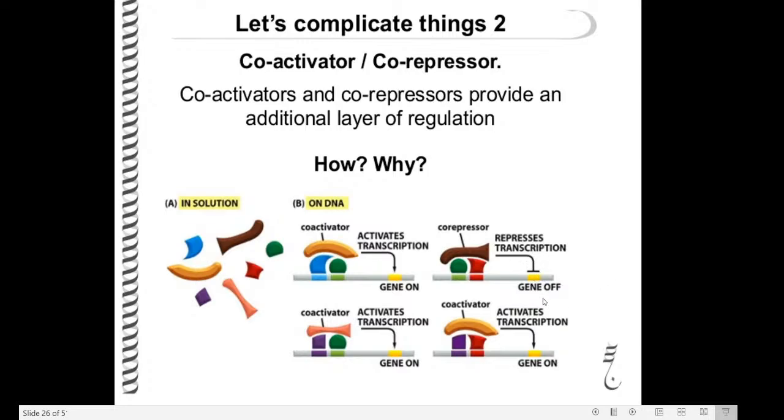Repress means it's off, stop the process. Activators is a gene on process. Okay, this is a very important concept. Here, the role of the repressor is for the gene to produce a transcript. That transcript is mRNA. Then if a co-repressor is added to a particular gene complex, that stops the mRNA synthesis.